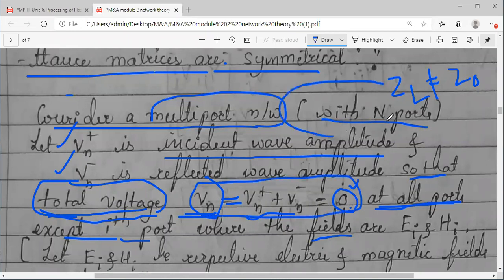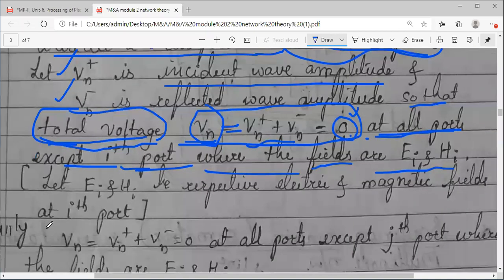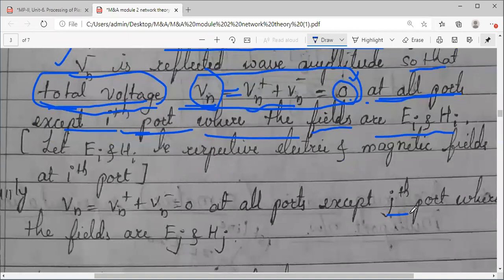It holds good for all these n ports except 2 ports. Which are those 2 ports? One is the ith port, where the fields are Ei and Hi, both electromagnetic, right? So Ei and Hi, and there is one more port. It is 1, 2, 3, 4, 5 up to n. Let me take another port as the jth port. Instead of taking 1, 2, 3, in general I will take a pair, one is i and the other is j. Even there, Vn equal to 0 holds good for all ports except these two ports.